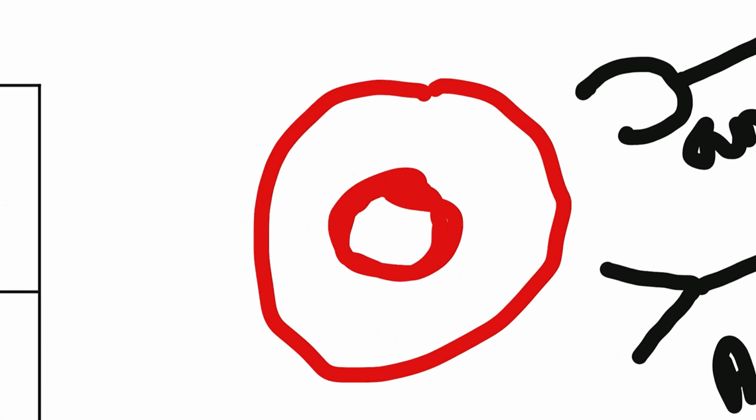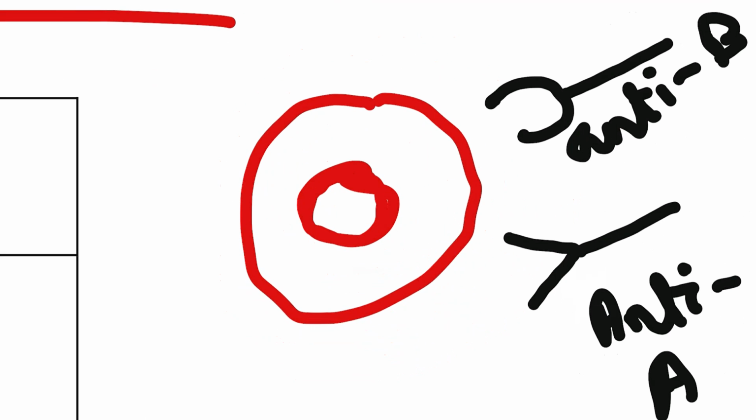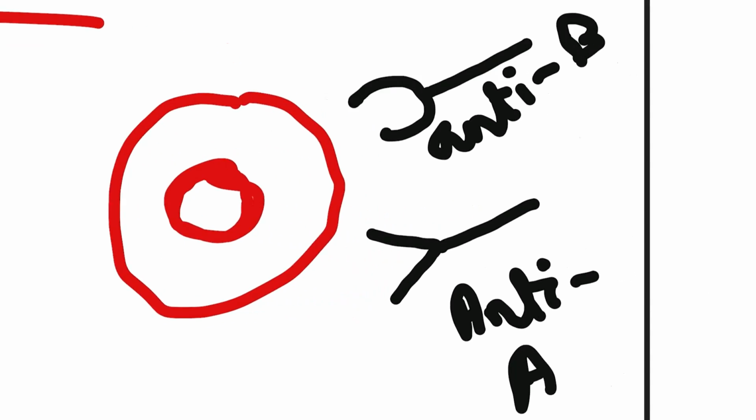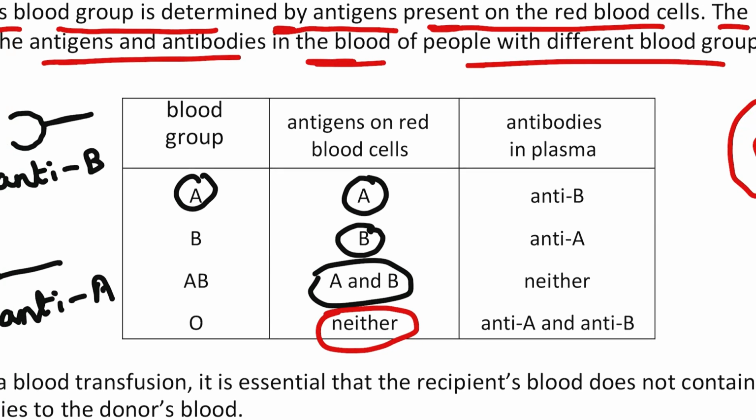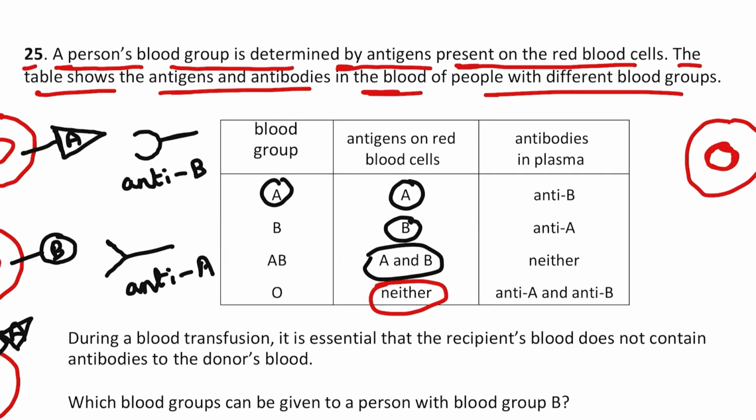Because the person with blood group O has none of the antigens A or B. So for the person with blood group O, antigens A and B are foreign, so antibodies will be formed against antigen A and antigen B. That's what is mentioned in the table: if a person has blood group A, the person has A antigen and anti-B antibody. If the blood group is B, the person has B antigen and anti-A antibody.